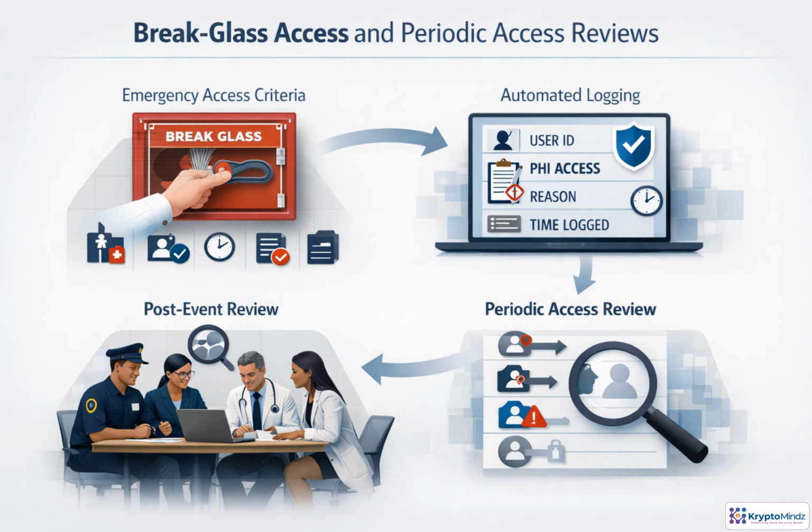Break glass access should support patient care in true emergencies, not become a shortcut around normal controls. Define who may use it, which situations qualify, how long access lasts, and what justification is required. Every activation should automatically capture the user, reason, systems touched, PHI viewed, and timestamp. Afterward, compliance, privacy, security, or clinical leaders should review the event. Separately, periodic access reviews help remove stale accounts, excessive permissions, and role mismatches before they become risks.